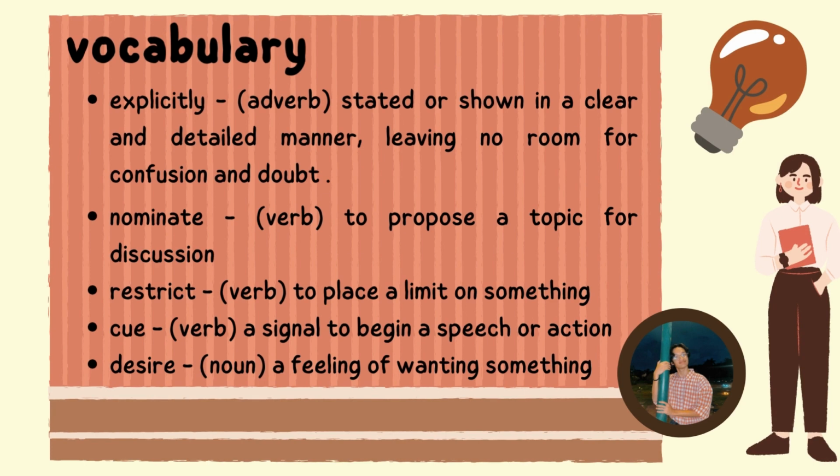Before we proceed to our guidelines, we have here some words and definitions that we might add to our vocabulary. First, explicitly means stated or shown in a clear and detailed manner, leaving no room for confusion or doubt. Nominate is to propose a topic for discussion. Restrict, to place a limit on something. Cue, a signal to begin a speech or action. And lastly, desire, a feeling of wanting something.